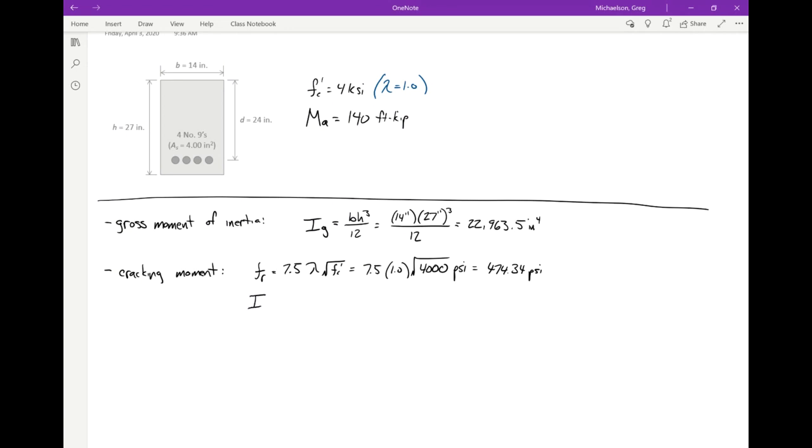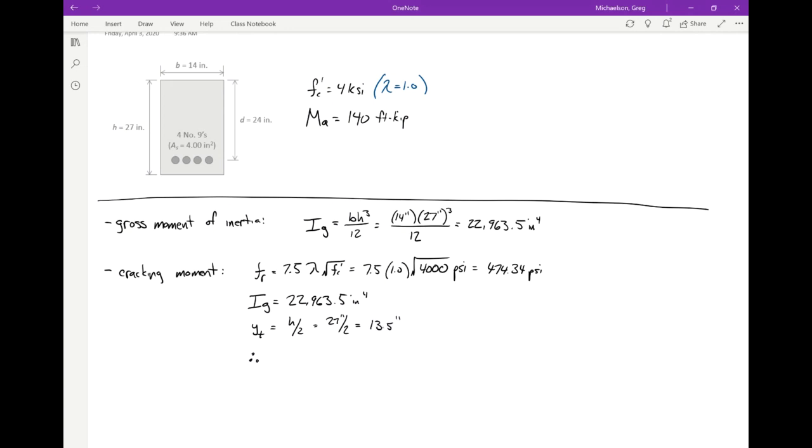All right. We need IG, but we literally just computed that, 22,963.5 inches to the fourth. And then YT is H over 2, and that's because it's a rectangle. If it was a T-beam, we'd have to compute the centroid. H over 2 is the centroid for a rectangle, but just keep that in mind. So it's 27 inches over 2, and that's 13.5.